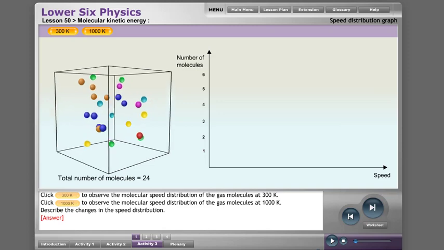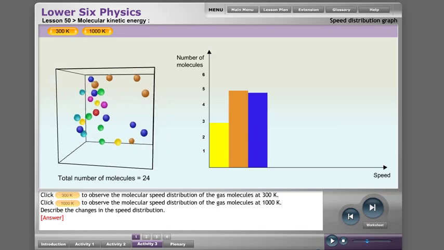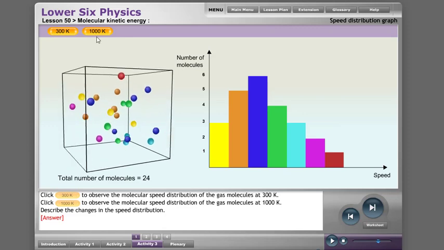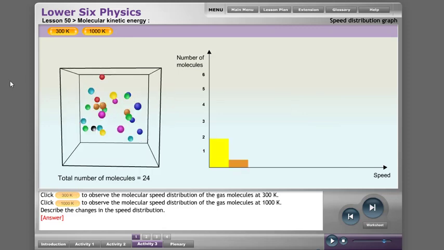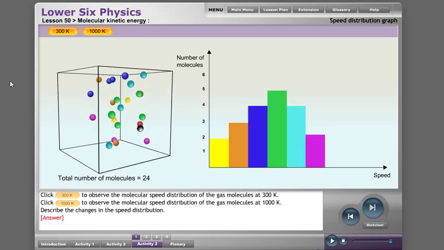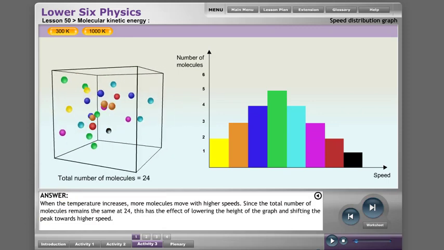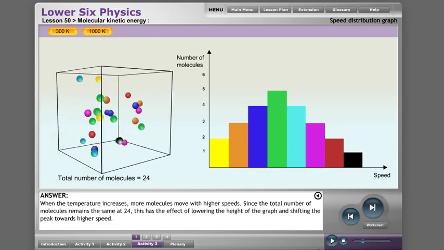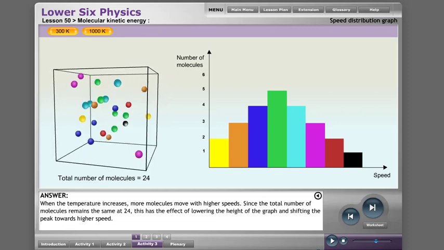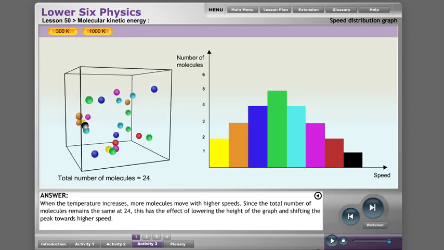Click 300 Kelvin to observe the molecular speed distribution of the gas molecules at 300 Kelvin. Click 1000 Kelvin to observe the molecular speed distribution at 1000 Kelvin. Describe the changes in the speed distribution. Answer: when the temperature increases, more molecules move with higher speeds. Since the total number of molecules remains the same at 24, this has the effect of lowering the height of the graph and shifting the peak towards higher speed.